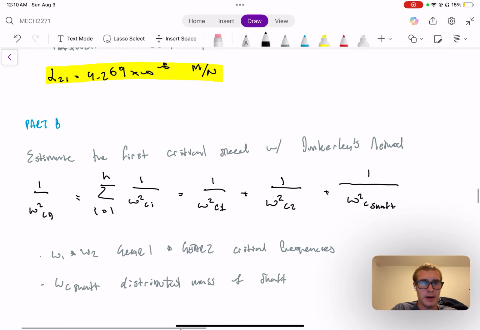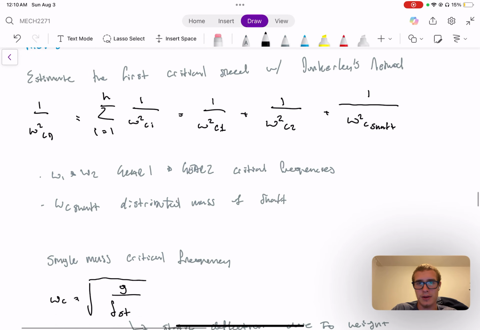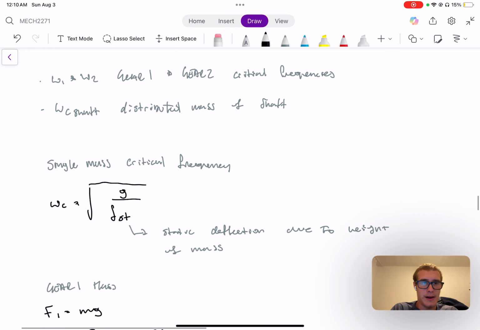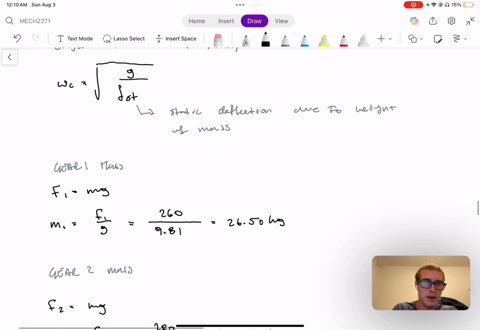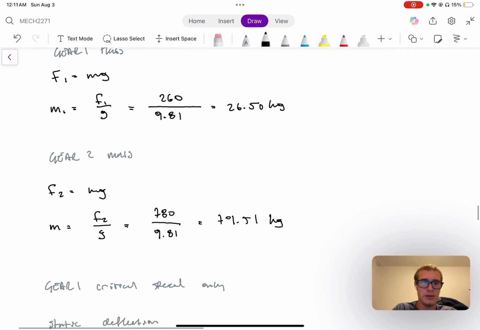For part B, estimate the first critical speed with the principle required. This is the formula given, and we're going to be using this throughout the parts. The W1 and W2 are the gear 1 and gear 2 critical frequencies, and the WC shaft is for the distributed mass of the shaft. The single mass critical frequency is given by this formula, where delta is the static deflection due to the weight of the mass. For gear 1, we have to find the mass, so we use the F equals mg equation and rearrange for m. We do the same for gear 2.